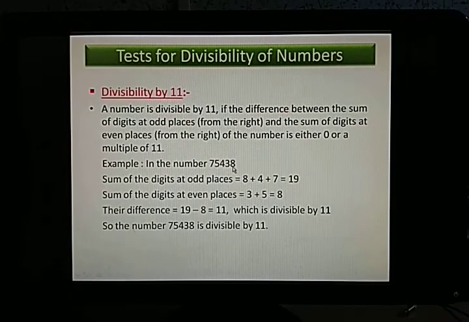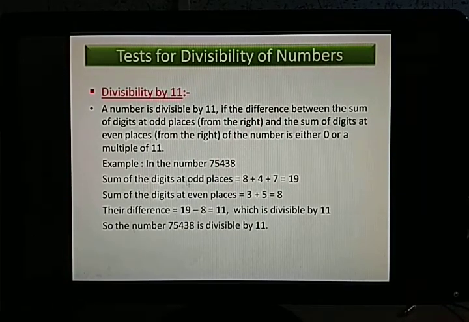75,438. Now the odd places and the even places, whatever it is, you have to start from the right. So we'll start from the 8. So 8 is at which place? At place number 1, 3 is at second place, 4 is at third place, 5 is at fourth place, and 7 is at fifth place. Clear? The first place, number 1, is what? It is odd. 1 is an odd number. So 8 is at the odd place. Next one, 4 is at the third place. So 4 is also at an odd place. Next is 7. 7 is at the fifth place. So that is also an odd place.